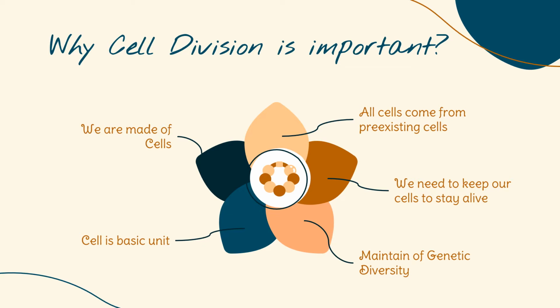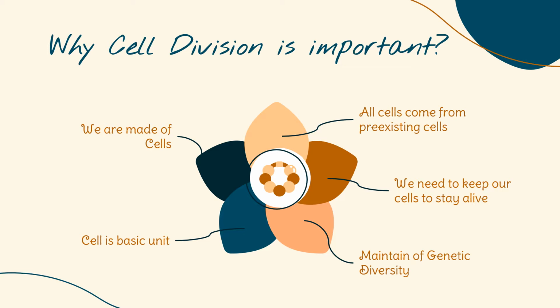Then, why is cell division important? First, we are made of cells. Not only we, but all living things are made of cells. Second, the cell is the basic unit of structure and function of living things. Next, maintaining genetic diversity. Cell division, especially meiosis, ensures that all living organisms will maintain genetic diversity.